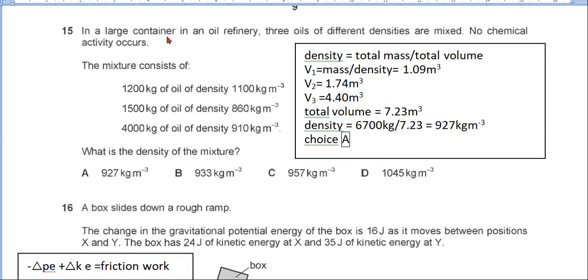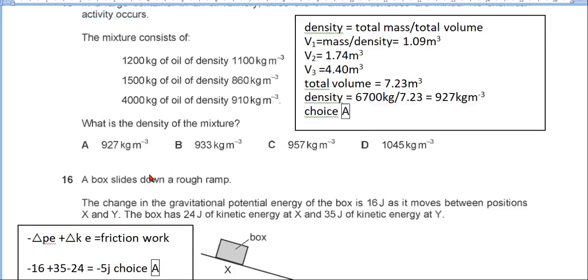Question 15. In a large container in an oil refinery, three oils of different density are mixed. No chemical activity occurs. The mixture consists of three types of oils. What is the density of the mixture? Density is total mass by total volume. First we find the volume of each oil, then we find the total, then we find density by dividing total mass by total volume, and we get choice A.